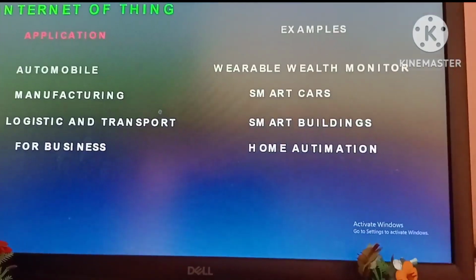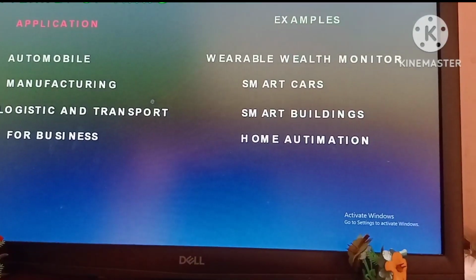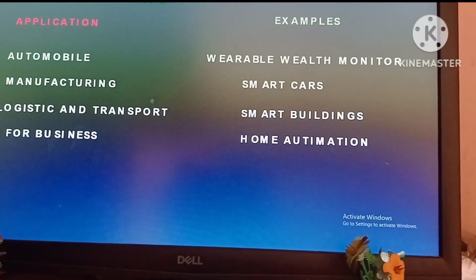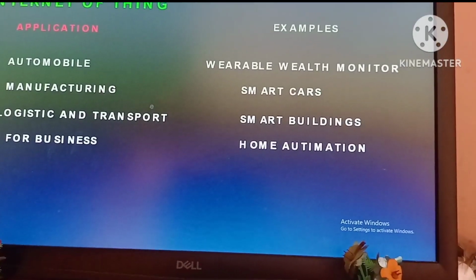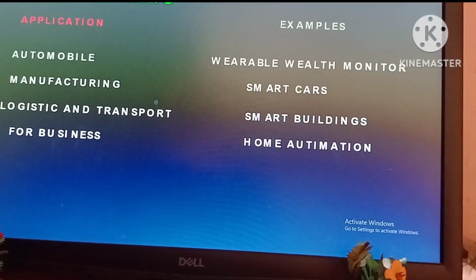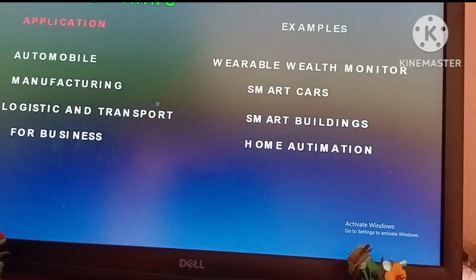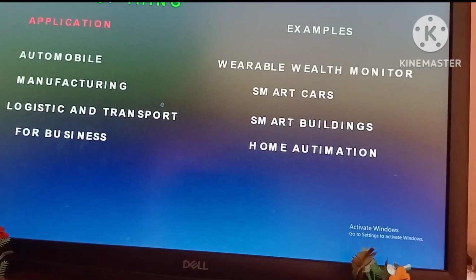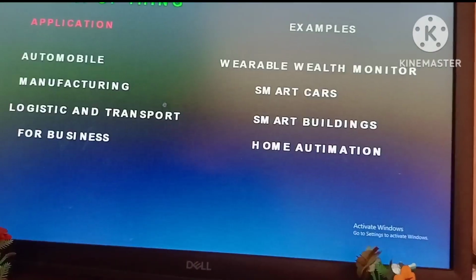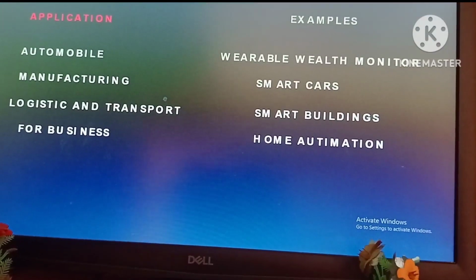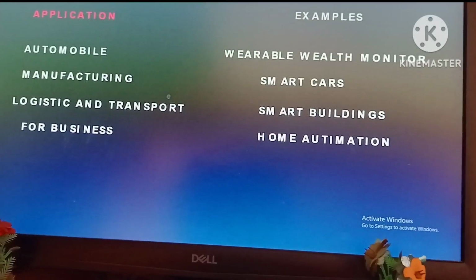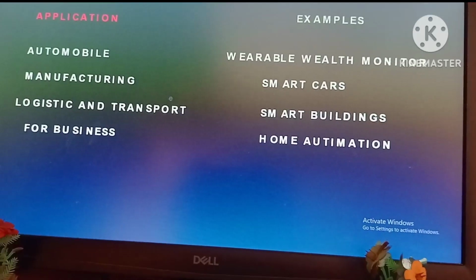IoT is used in automobiles. For example, wearable health monitors. Okay, then IoT is used in manufacturing sectors, that is we will use it in smart cars. We know that we can handle our car with sensors. Okay, logistics and transport, smart, it's used in smart buildings. Then we will use IoT for business purposes, that is home automation.